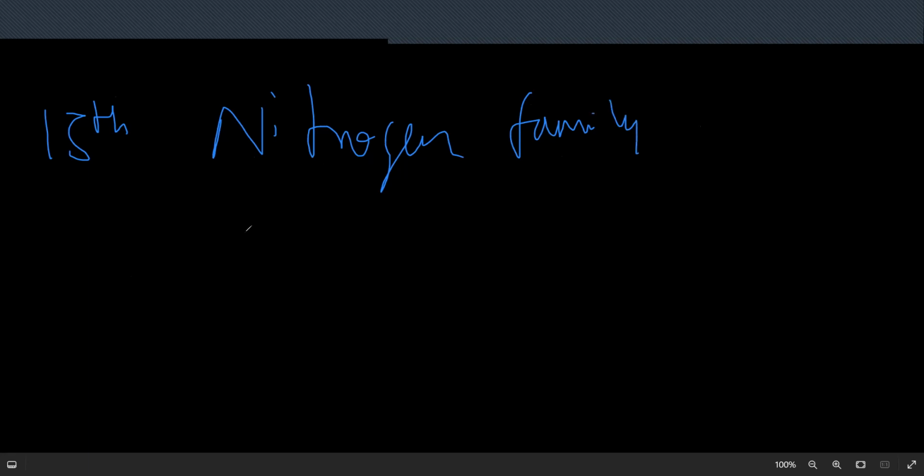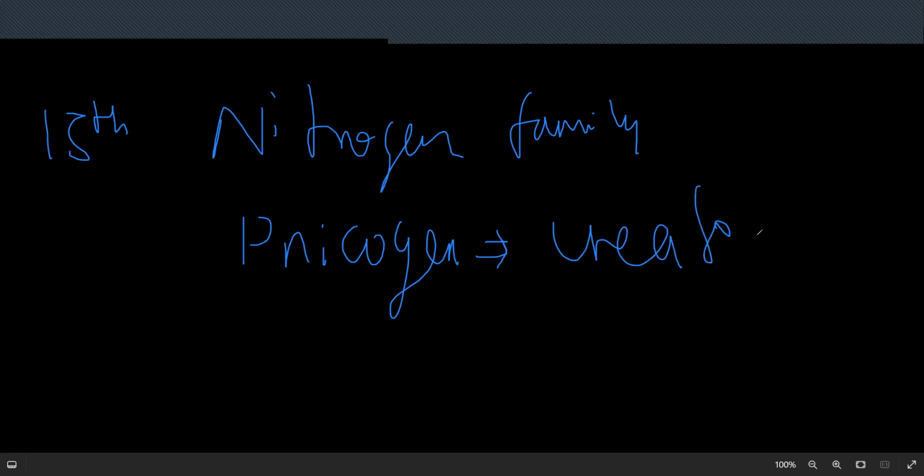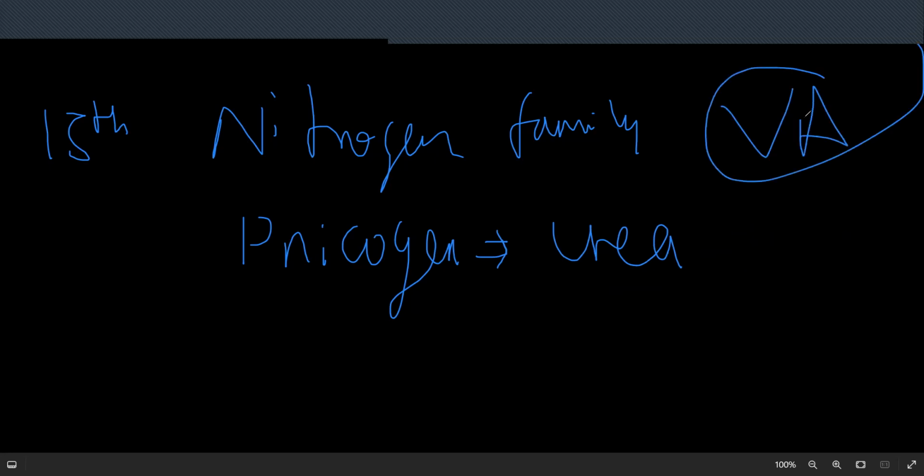They are also known as pnictogens, which means urea forming, because nitrogen forms urea, and nitrogen is a part of this group. They are represented by VA or 5A, and their general form is ns2 np3, and their valence electron is 5.